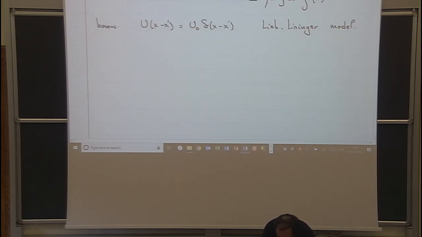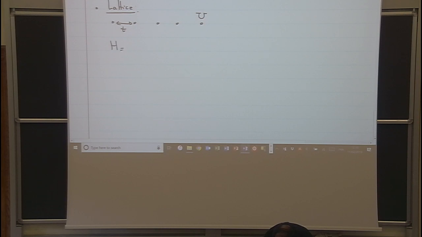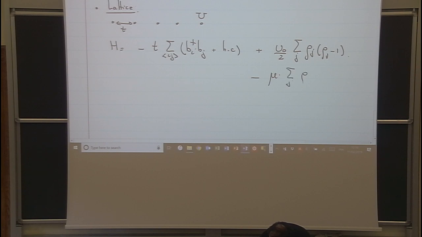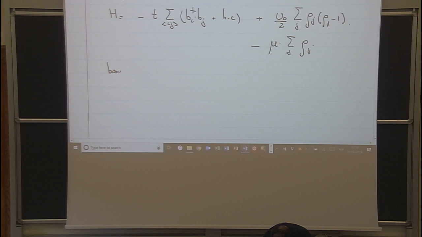If I want to be on the lattice, I could have the same version of this model by saying that I have particles which are hopping with an amplitude which I will call t, and they are feeling, let's say, repulsion u if they are on the same site. So then my Hamiltonian would be minus t, sum over ij nearest neighbor, b dagger i b j plus Hermitian conjugate. And then I would have u0 over 2, and I would write sum over j of rho j times (rho j minus 1). And again, I can put minus mu sum over j of rho j. This is called the Bose-Hubbard model. And this is also a very famous model.